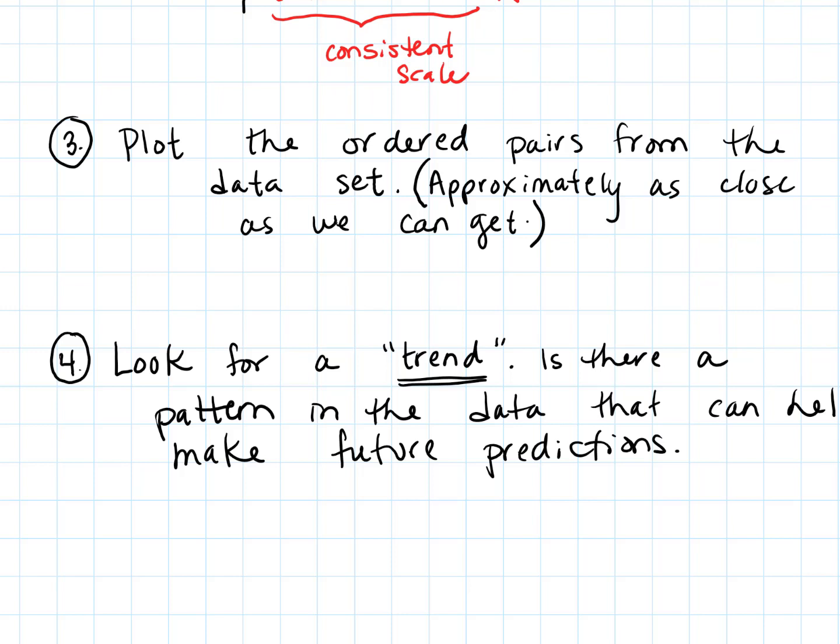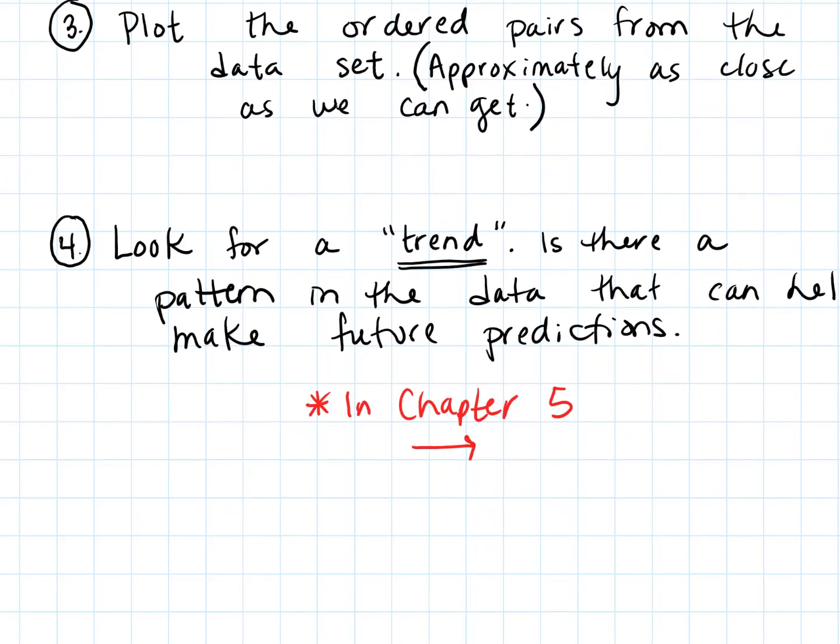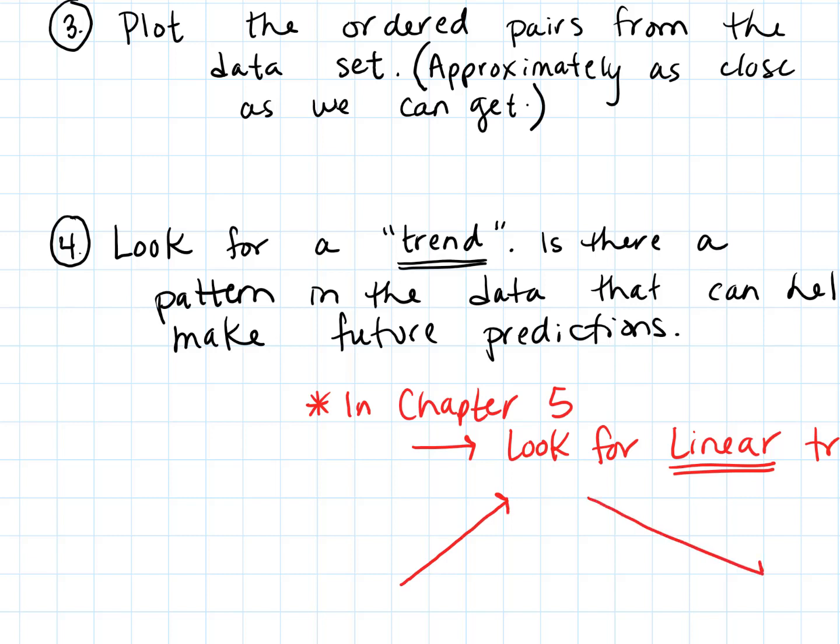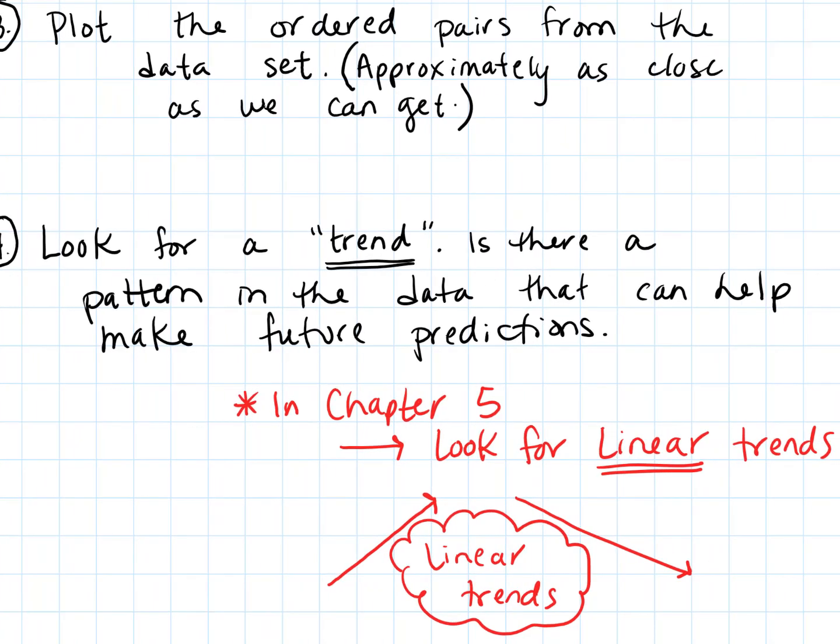In chapter 5, we're going to look for linear, straight line trends. When we talk about a linear trend, does the data trend upward or does the data trend downward in a linear fashion? So these are linear trends. That's what we're going to be looking for in chapter 5, and then we'll get into other types of trends in future chapters. But the general idea of graphing will be the same even in the future chapters. It's just when we get to the trend, it'll be a different sort of trend we'll be looking at.